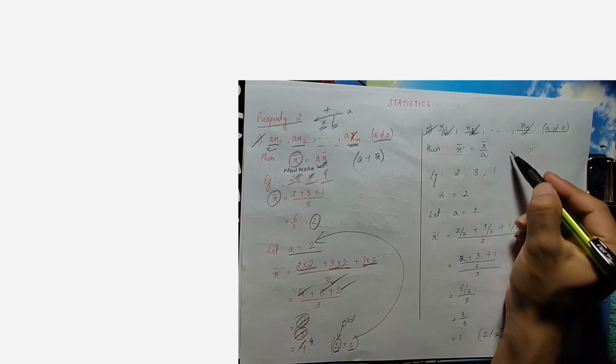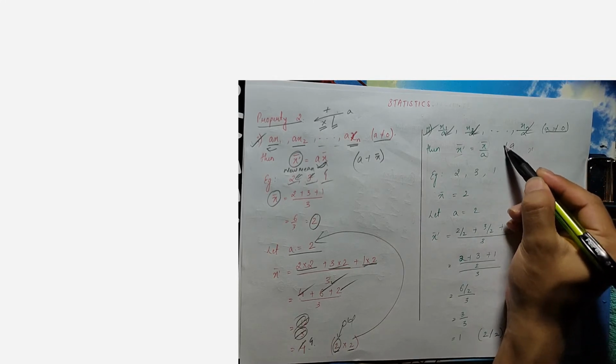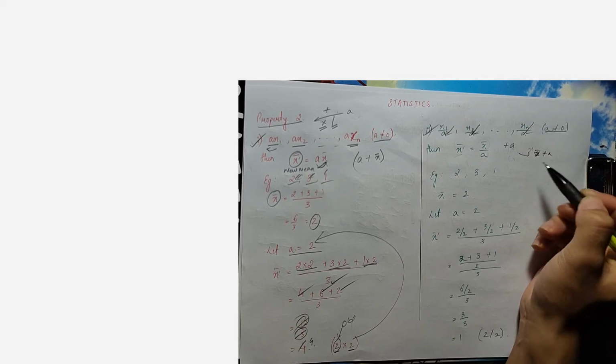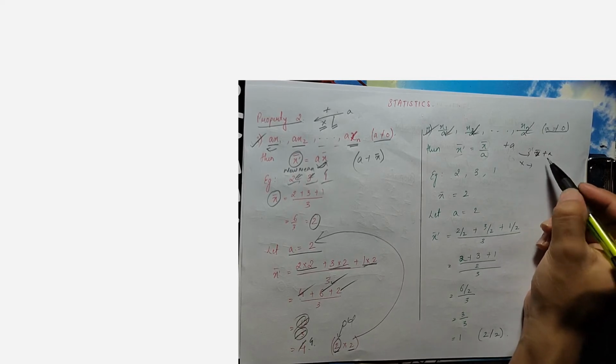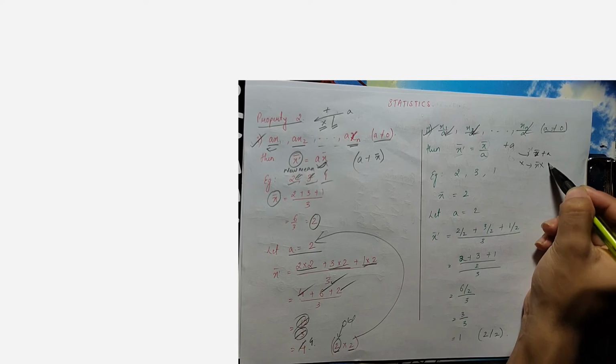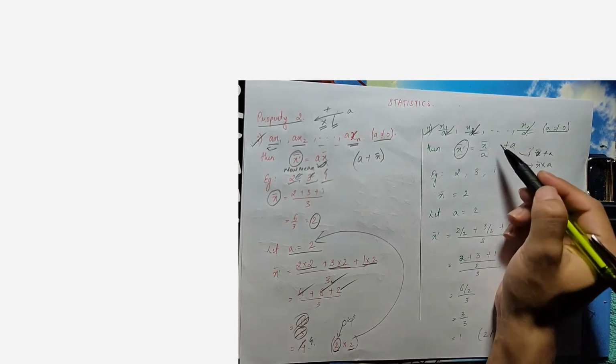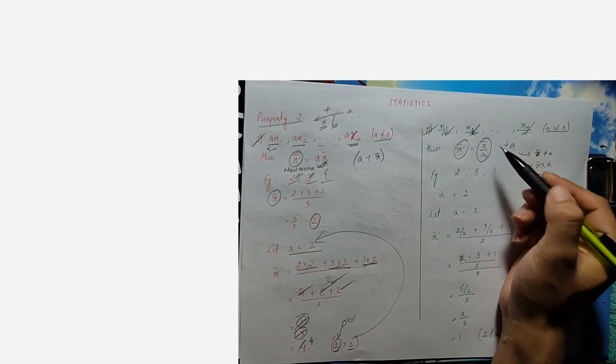Then we can guess, when you add A, the old mean gets added to A. When we multiplied with A, the old mean got multiplied with A. So obviously if you divide, the old mean will be divided by A. So yes, the new mean will become old mean divided by A.